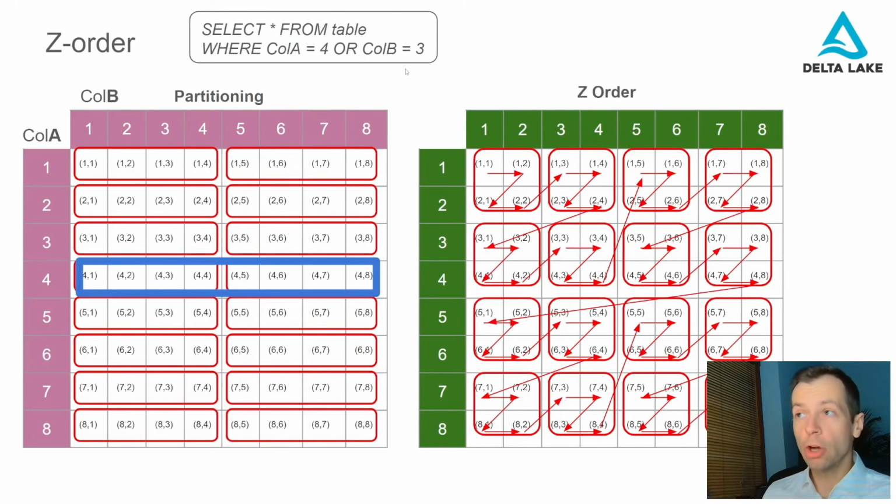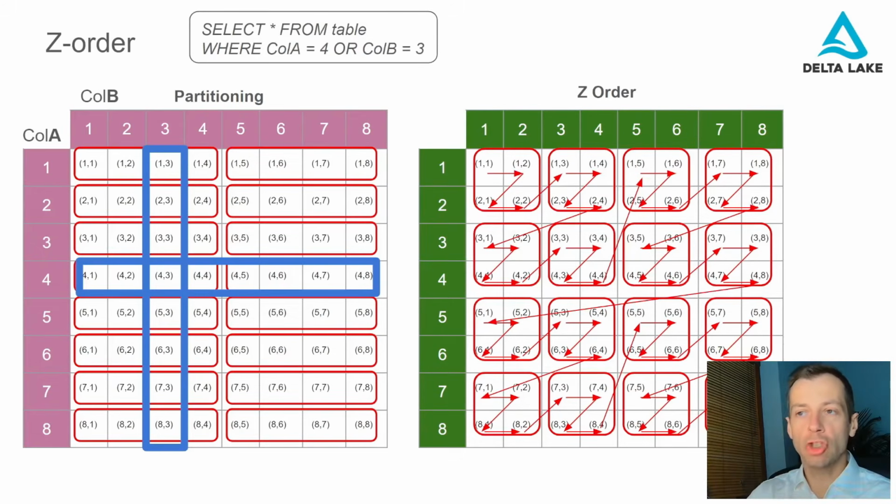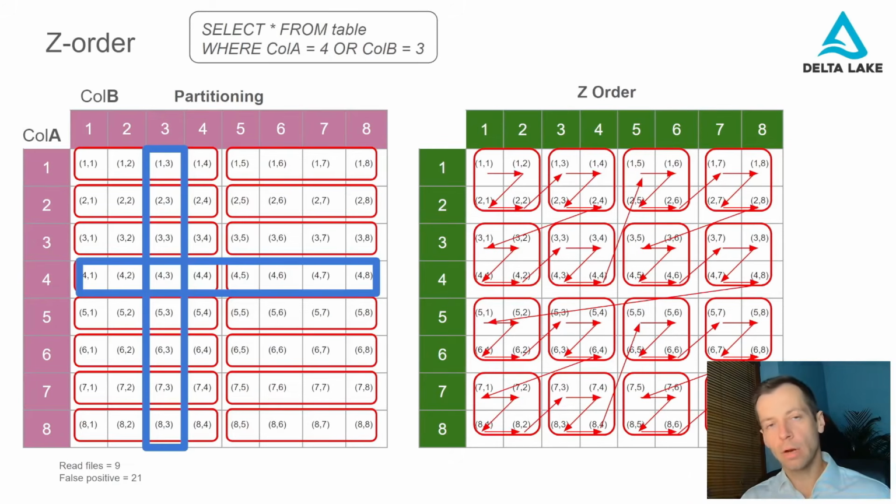But then we have or column B equals 3. So we need to read 7 more files. So in total, and on the bottom we have a summary, we are ending up reading 9 files. And in those 9 files, what we can consider valuable is only the data in the blue shape, right? Everything we have read in those files which is not in the blue shape, like 1,1, 1,2, 2,1, 2,2, is a false positive. This is data which we have read, but it is not valuable from the user perspective. That's not what the user was asking for. Nevertheless, this data is located in the same file as the data the user is actually looking for, so Spark needed to read it. So we read 9 files and we had 21 false positives.